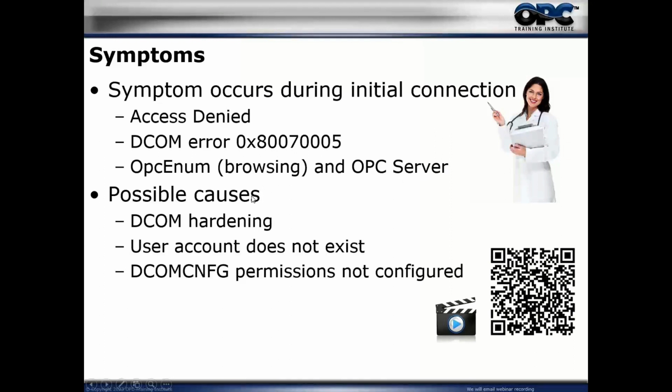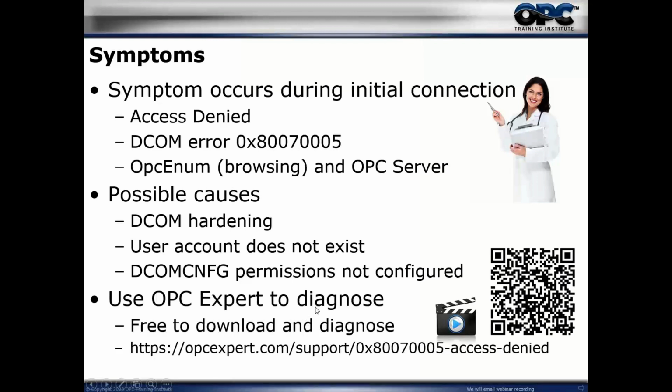Now, there are multiple causes for this particular error. Unfortunately, it's not just DCOM hardening. DCOM hardening is one of the causes, but it could very well be that when you're connecting to a remote computer, your user account doesn't exist, or your permissions in DCOM config aren't set up properly. And as a result, you will not be able to connect. So those ones will also give you this error. Now, if it's a firewall, you'll get a different error. If some application crashes, there's some incompatibility, whatever, you're going to get different errors. But the error for DCOM hardening is this one right here.